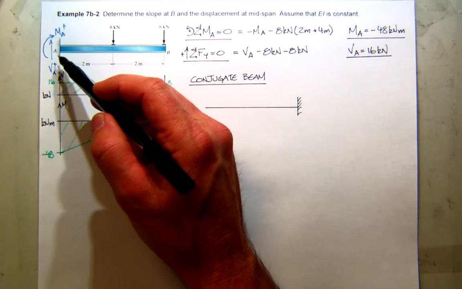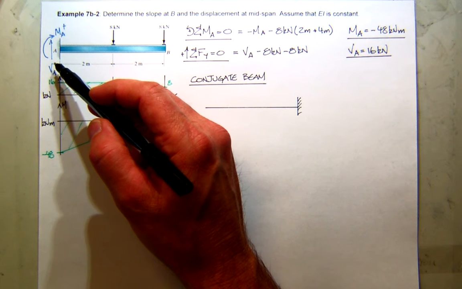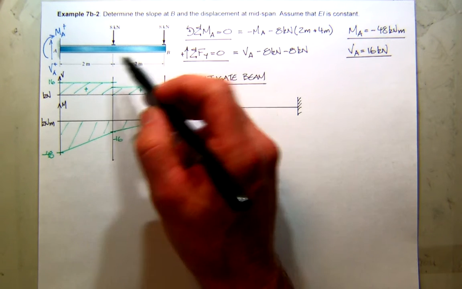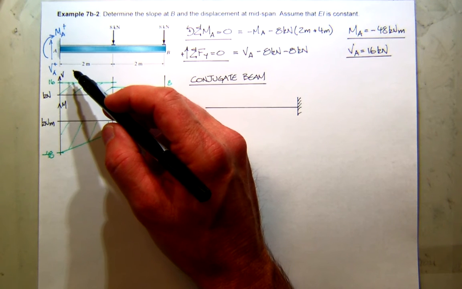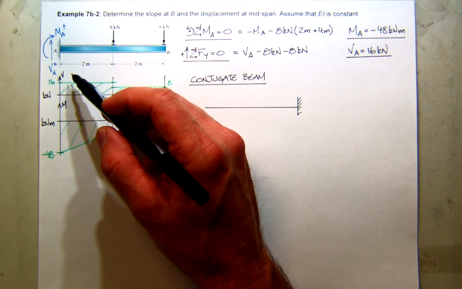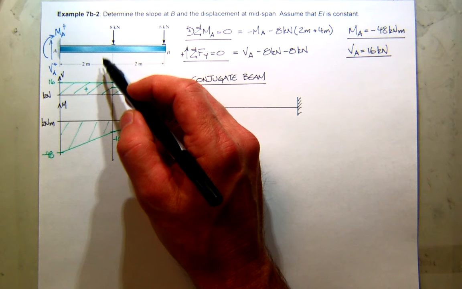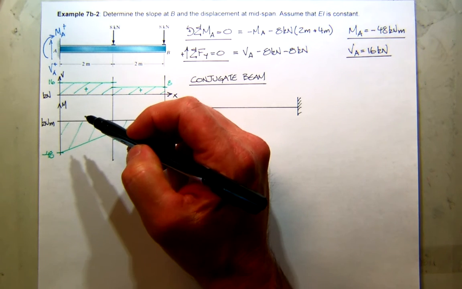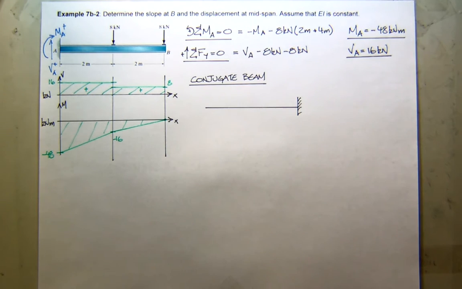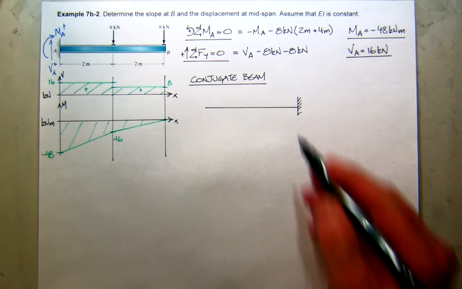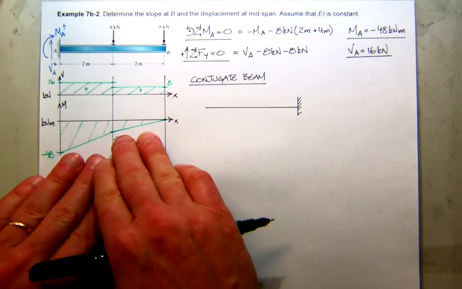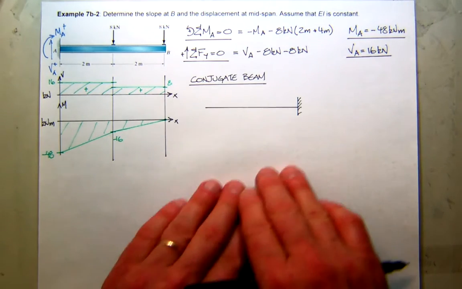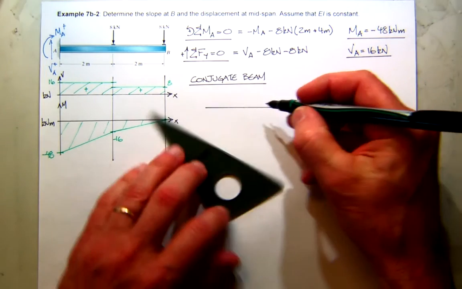Remember, fixed connections map to free to fixed. What does an external pin turn into? Stays a pin. An internal support becomes a hinge, and a hinge becomes an internal support. Those are your 3 basic categories. So there's my beam. Now again, just imagine taking the moment diagram and sliding it over and dropping it right onto your structure.